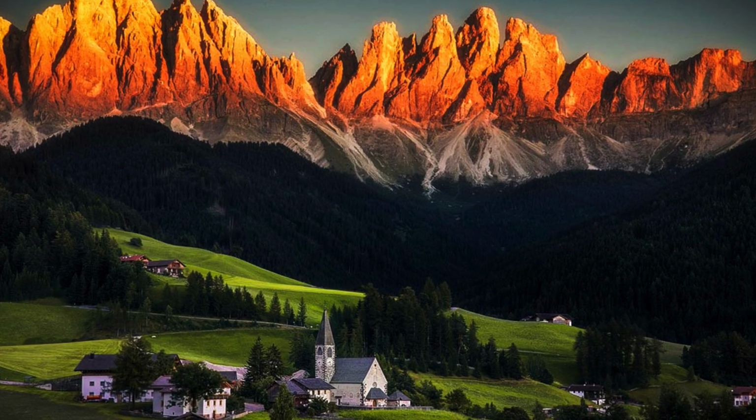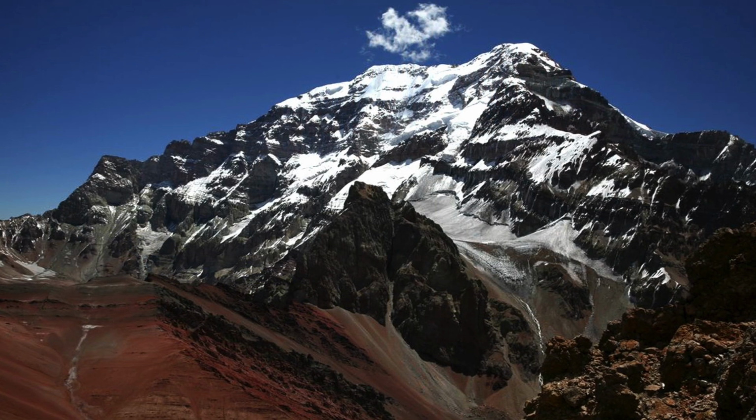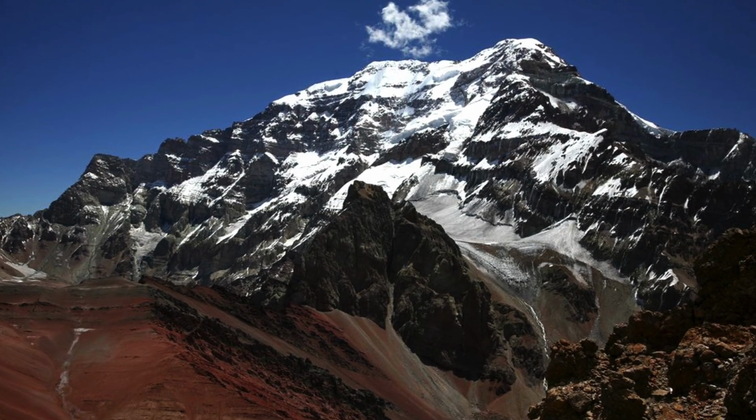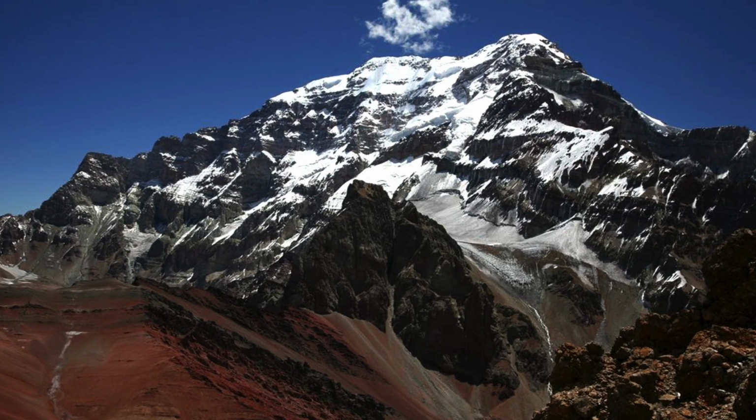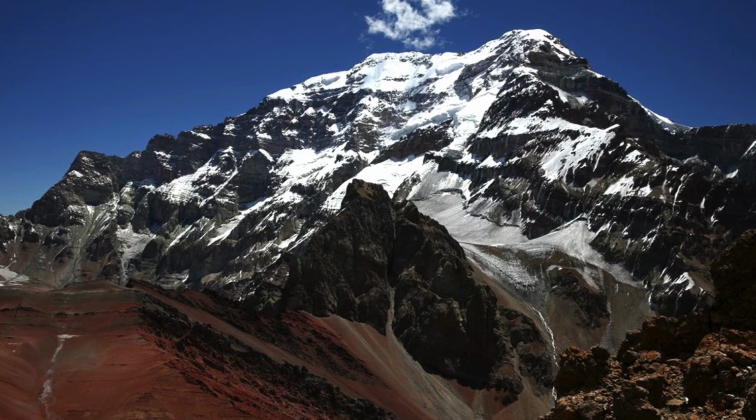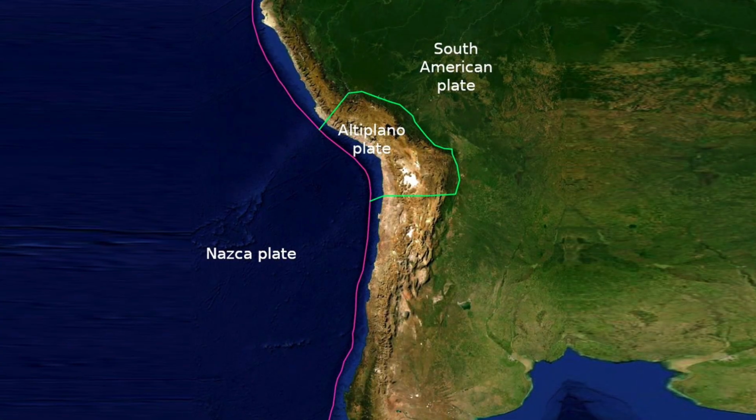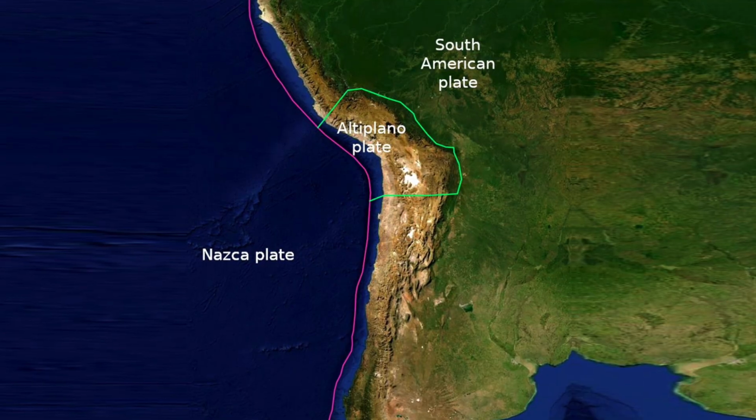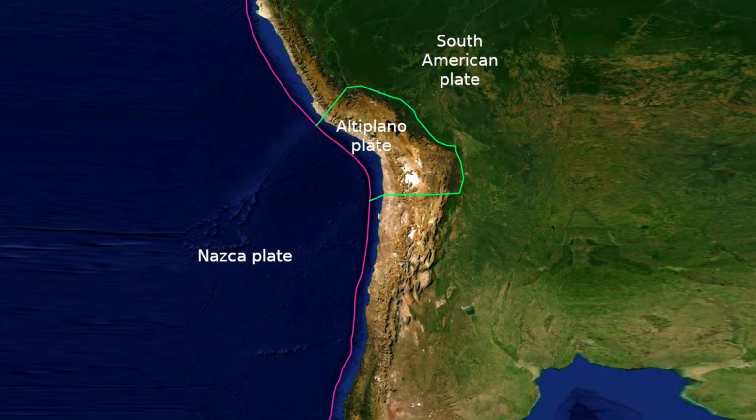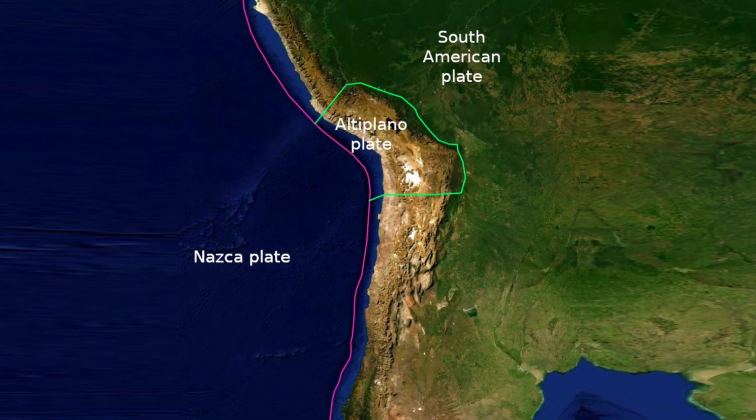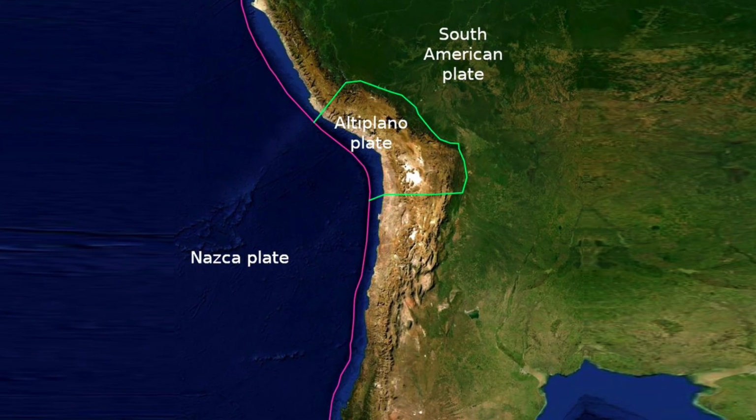A major feature of Central Europe. Andes in South America. The world's longest continental mountain range, running along the edge of Western South America. The subduction of the Nazca plate underneath the South American plate created this landform, featuring active volcanoes and high plateaus.